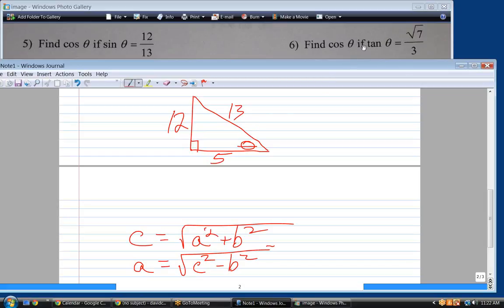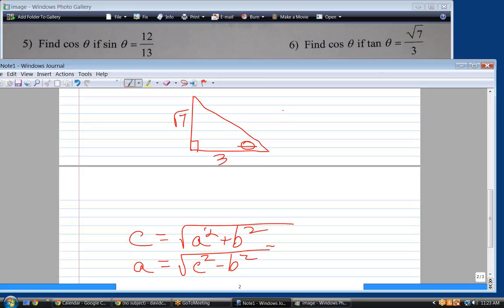Okay, so this one here, they want the cosine of theta, and they tell us the tangent of theta is root 7 over 3. So it's a different triangle, but I don't have to redraw my triangle. I'm still going to use a right triangle. I'm going to label theta, and now how do I dimension this? So the opposite is square root of 7. And then the adjacent is 3. Now quickly figure out the hypotenuse.